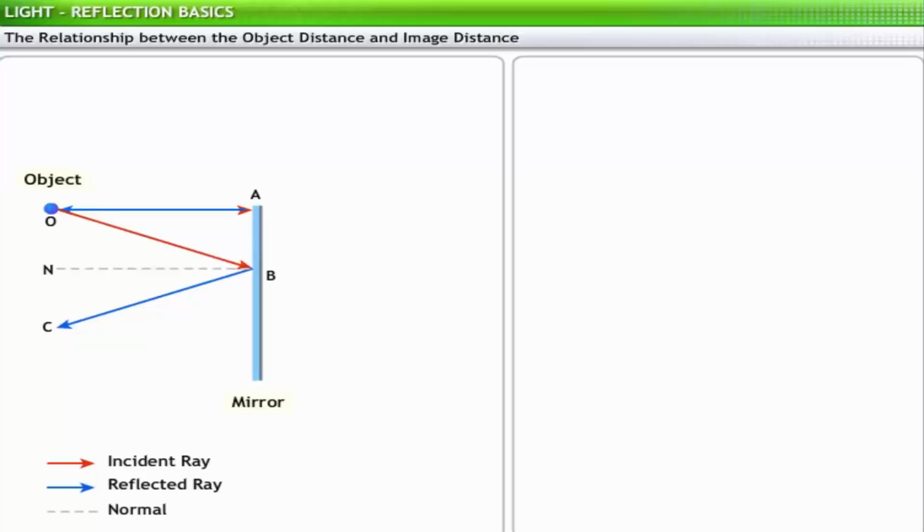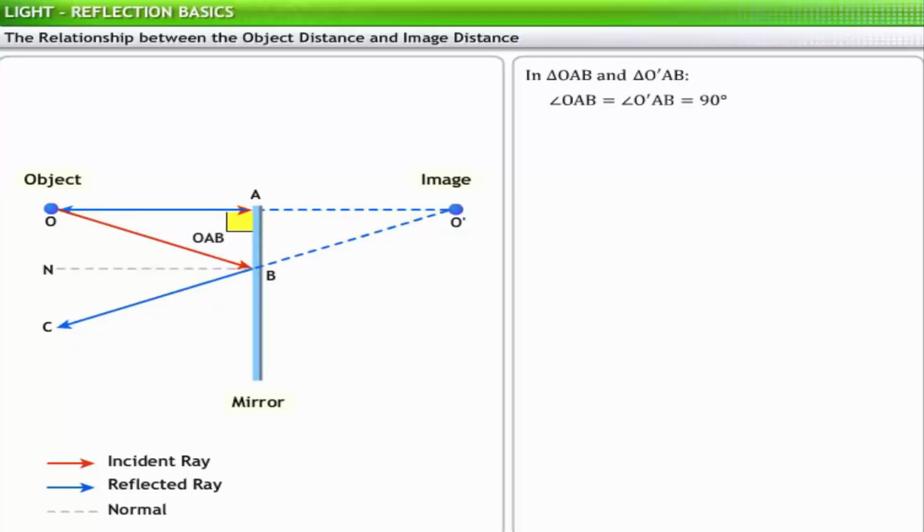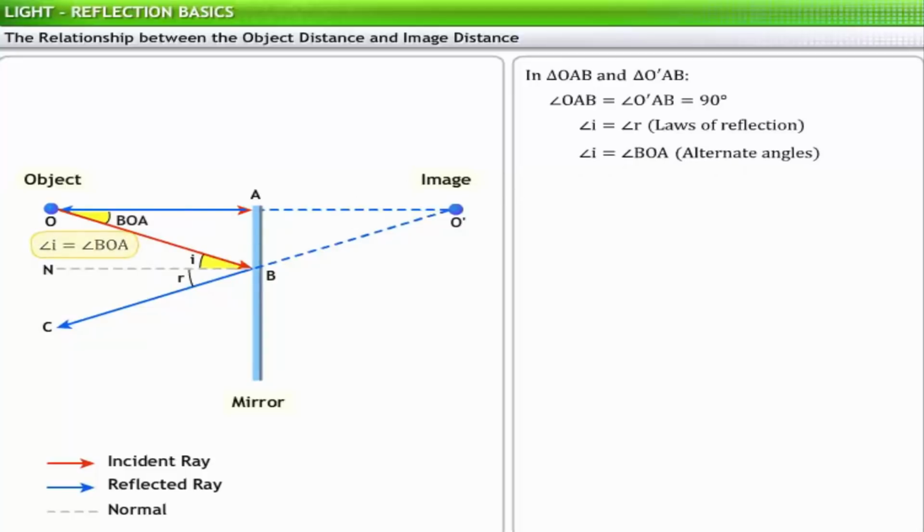The reflected rays AO and BC, being divergent when extended beyond the mirror, meet at O dash to form the image. In triangles OAB and O dash AB, angles OAB and O dash AB are equal to 90 degrees. Also, based on the law of reflection, angle I is equal to angle R. Angles on alternate sides of the transversal on two parallel lines are called alternate angles and are always equal. Here, angle I and BOA are alternate angles. Therefore, angle I equals angle BOA.